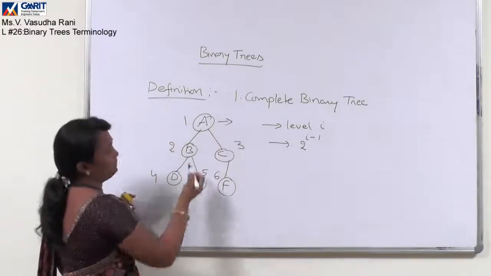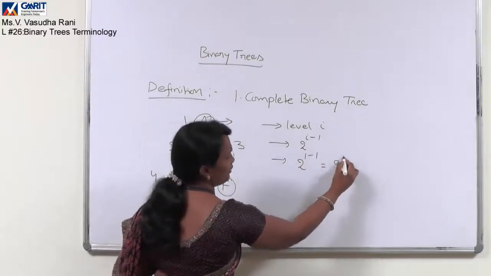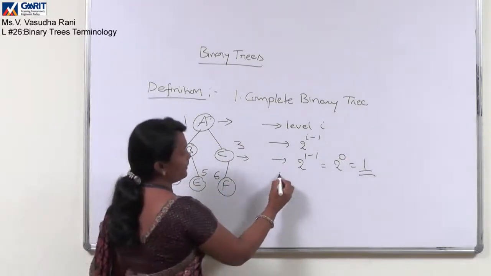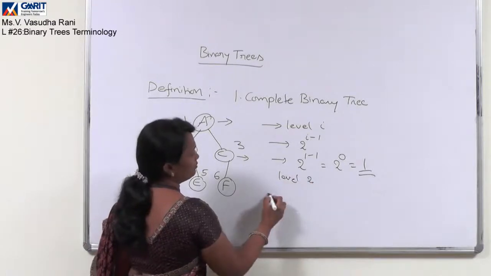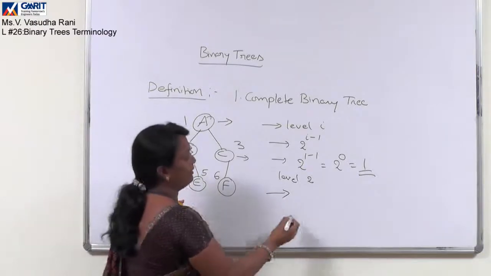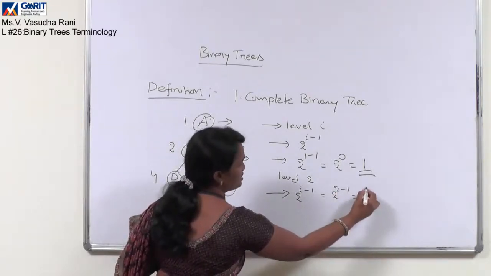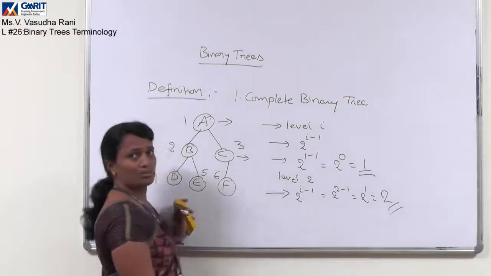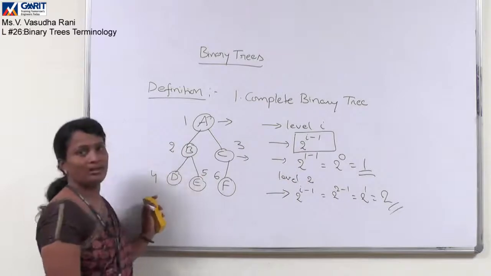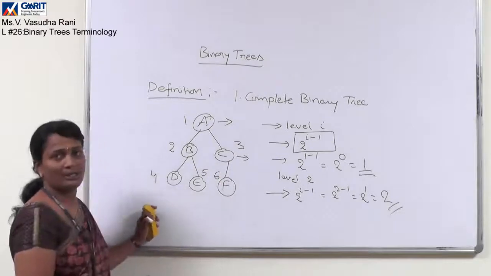At level 1, there is 1 node. Using this formula, it is 2 power 1 minus 1, which is 2 power 0, which is 1 node. And at the second level, level 2, the number of nodes in a complete binary tree, if it is not the bottom level, is 2 power i minus 1, which is 2 power 2 minus 1, which is 2 power 1, so 2 nodes. So using this formula 2 power i minus 1, wherein i is the level number, you can calculate the number of nodes in that particular level.